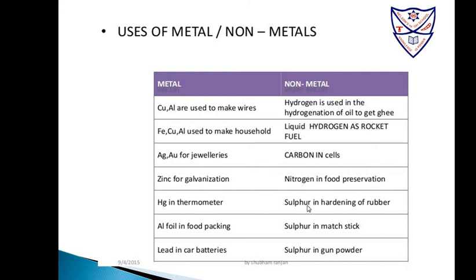Next one is sulfur. Sulfur is used in the hardening of rubber. Sulfur is used in matchsticks. Sulfur is also used in gunpowder. When it is used, it is in the form of explosive things.